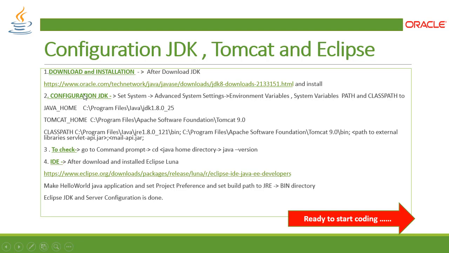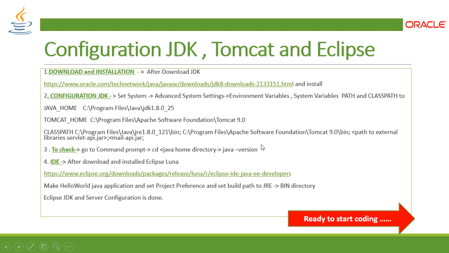Tomcat home, that is the Tomcat home directory. This is the place, and that's how you have to set the path. Class path will define the JRE bin, basically the Java Runtime Environment and binary files. So this is the path you need to set. And for Tomcat, the same, Tomcat 9 bin. This is the path you need to set for the class path.